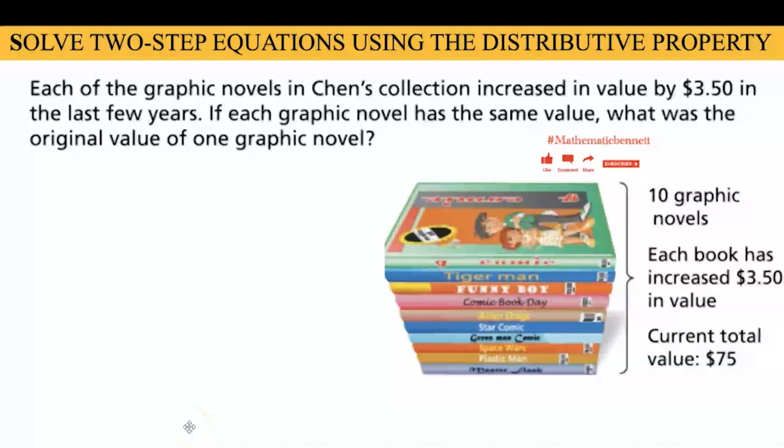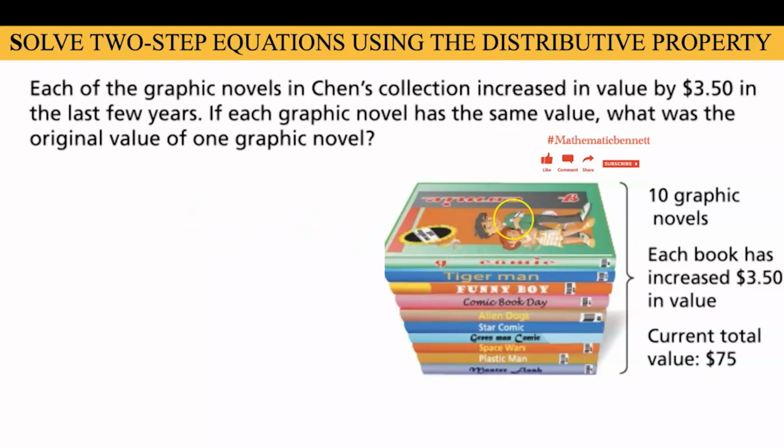Good day, people. Today we're going to solve two-step equations using the distributive property. Each of the graphic novels in Cam's collection increased in value by $3.50 in the last few years. If each graphic novel has the same value, what was the original value of one graphic novel?